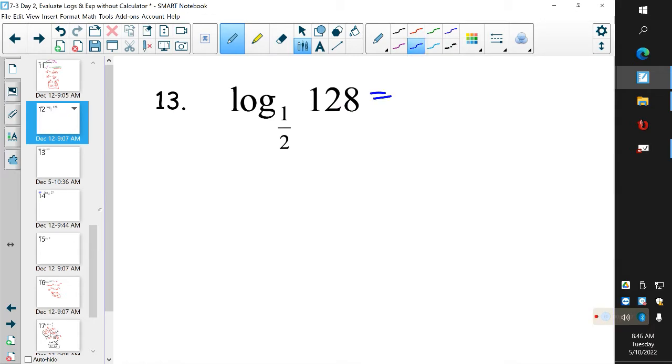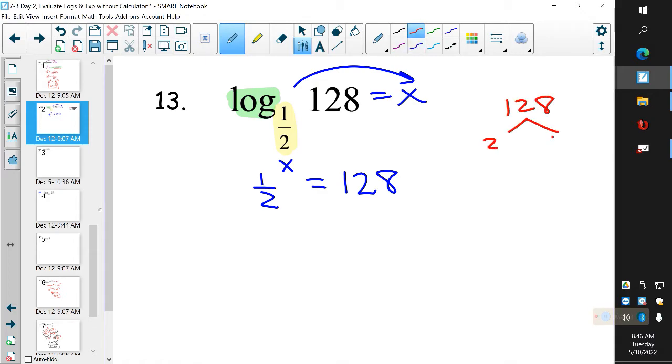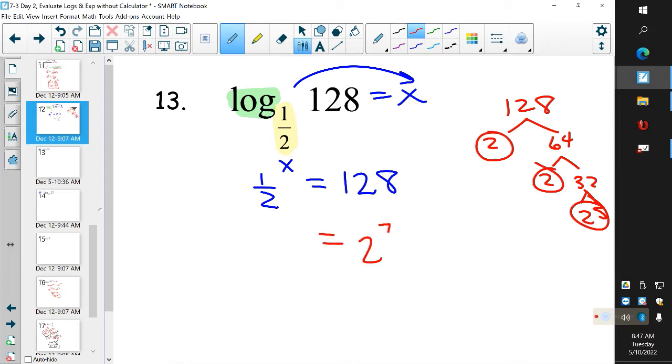Number 13, set this equal to x because I know it's a logarithm. Then I'm going to look at the base of my logarithm, which is 1/2. So I'm going to have 1/2 go across the equal sign, grab that as your exponent, and set that equal to 128. 128, if you divide that by 2, is 64. 64 is going to be 2 times 32, and we know that 32 is 2 to the 5th. So with that being said, I have 5, 6, 7 2's here. So this is going to be 2 to the 7th on the right-hand side, and this is 2 to the 1st, but I'm going to put it in the top, making that negative x. So negative x is equal to 7, so x is equal to negative 7.